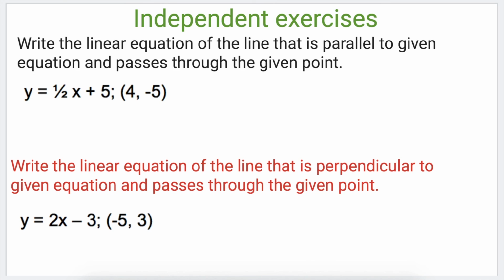After working on a couple of examples, here are some independent exercises for you to try on your own. In the first exercise, you need to write the linear equation that is parallel to the given equation and passes through the given point. In the second exercise, you need to write the linear equation of the line that is perpendicular to the given equation and passes through the given point.